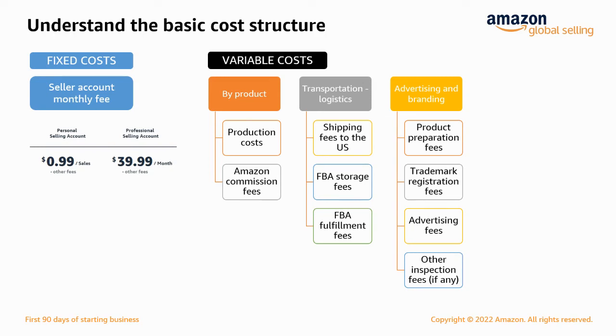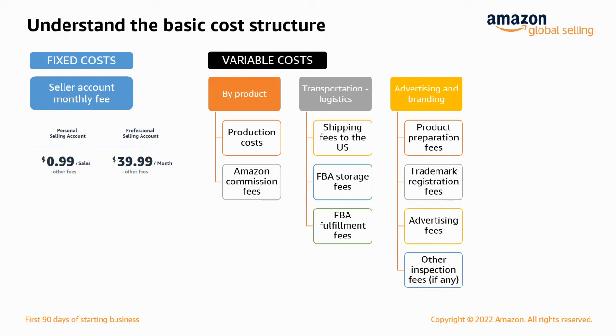So if you do not have any active listing, you will not need to pay. But if you have an active listing, then every month you deduct $39.99 USD from the account, which you put inside Amazon. There is an account that you don't need to pay monthly, but for every sale you pay 99 cents per unit. That is the personal, what we call the individual selling account. So those are the fixed costs that you need to be aware of.